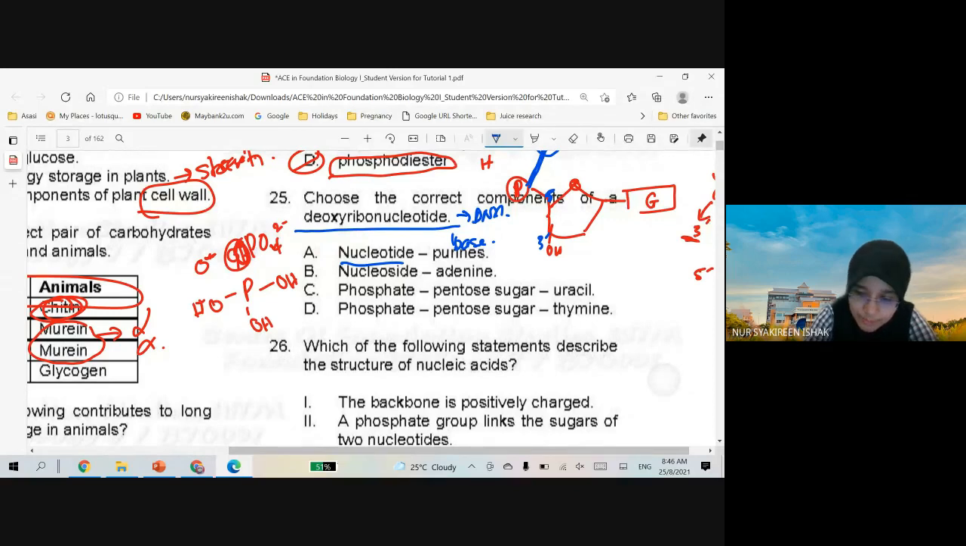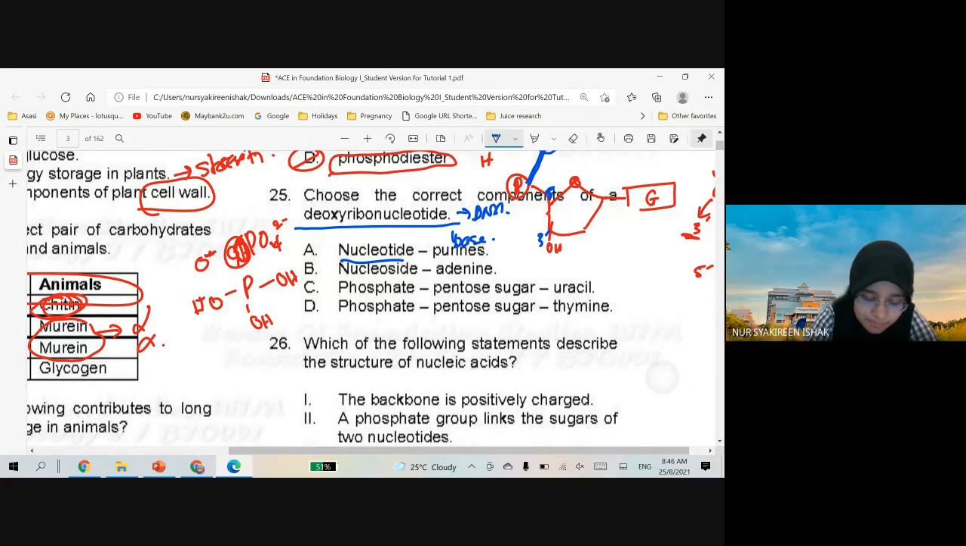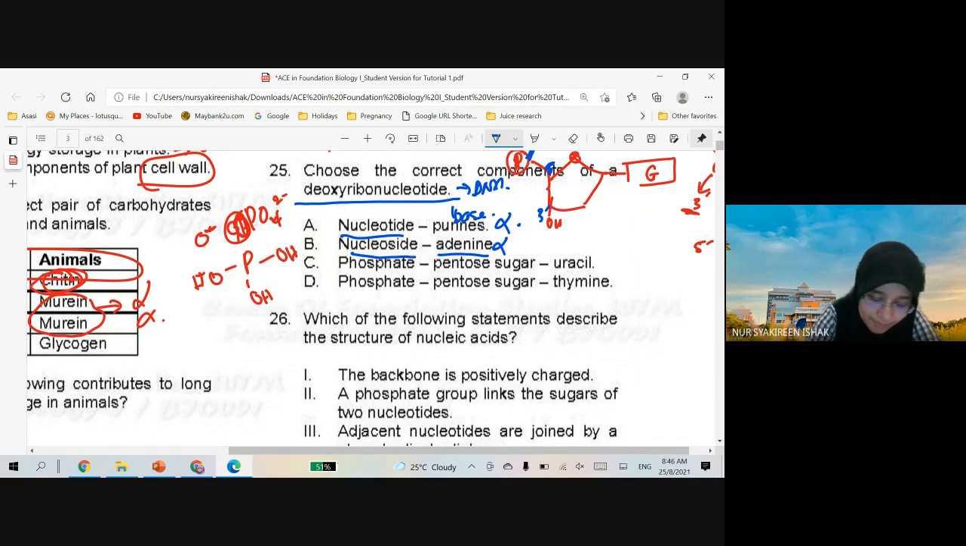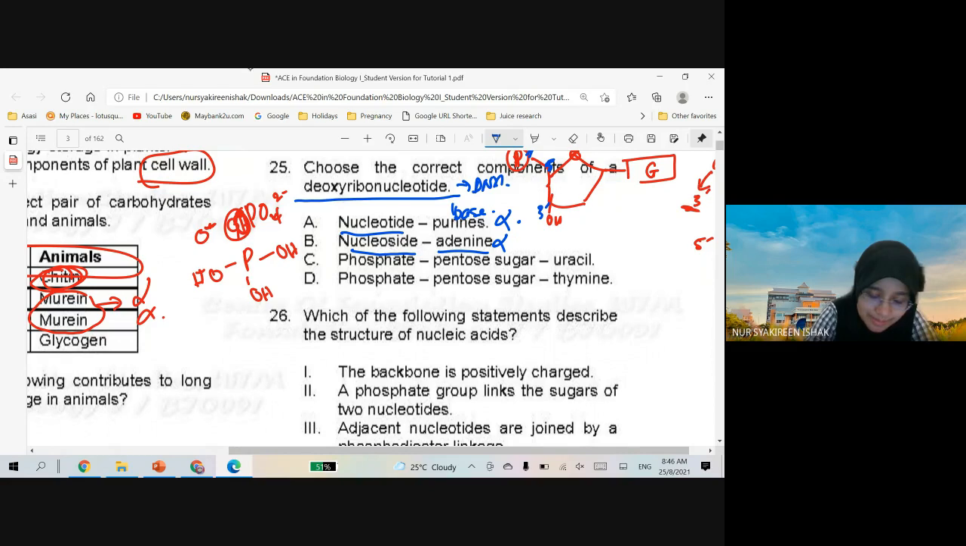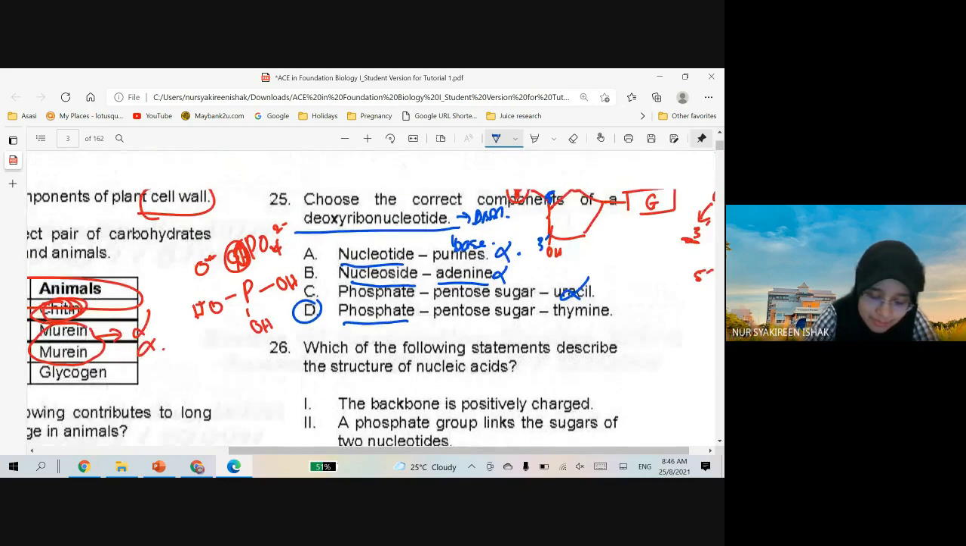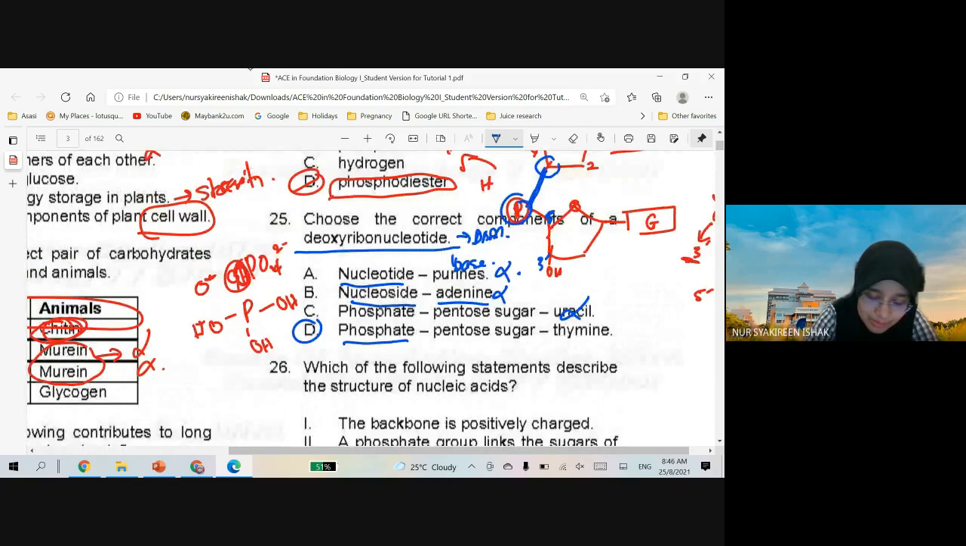Nucleoside is without the phosphate, right? Yes. So nucleoside ni dah ada base dalam dia. So salah. Sekejap saya check. So kalau dalam DNA tak ada uracil, so salah. So it leaves you with D. So phosphate link to 5 carbon sugar, with thymine. So the answer will be D lah.